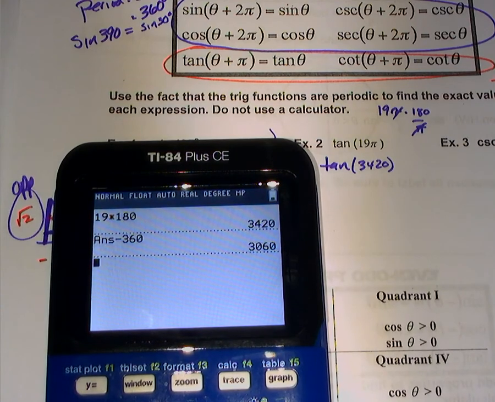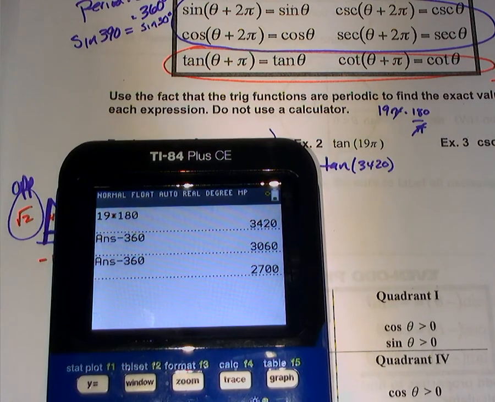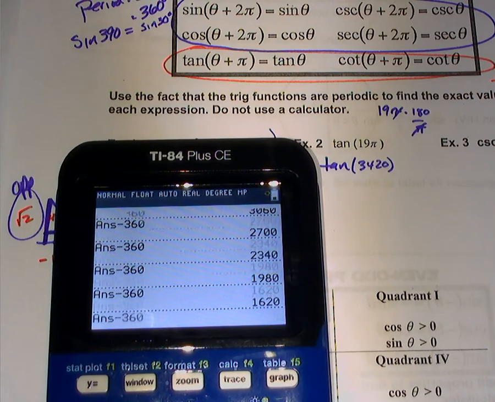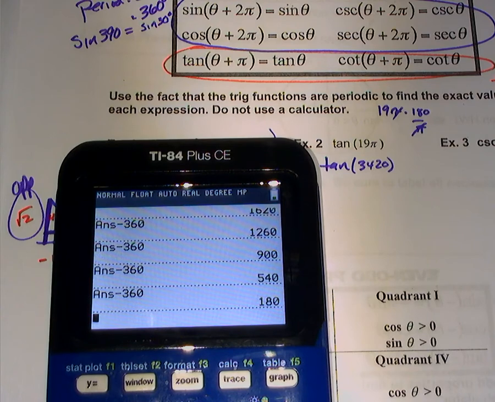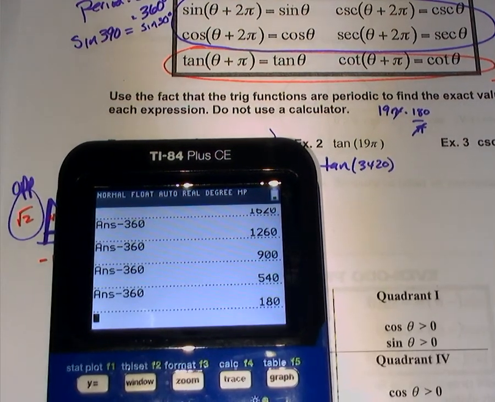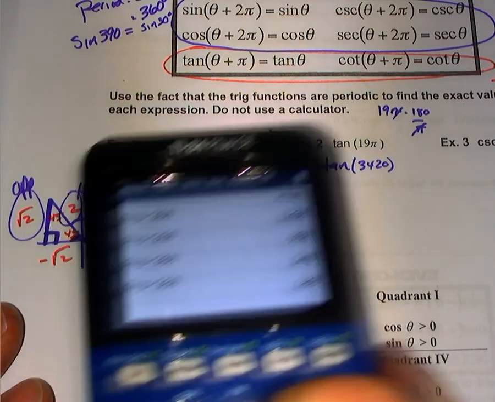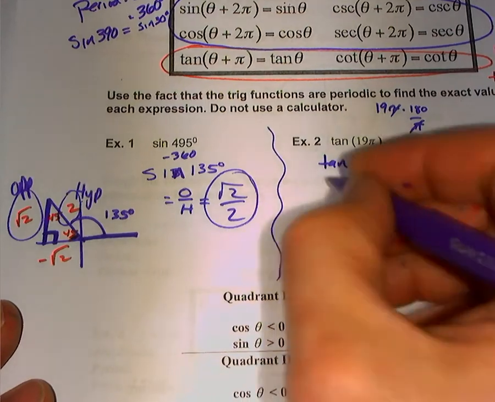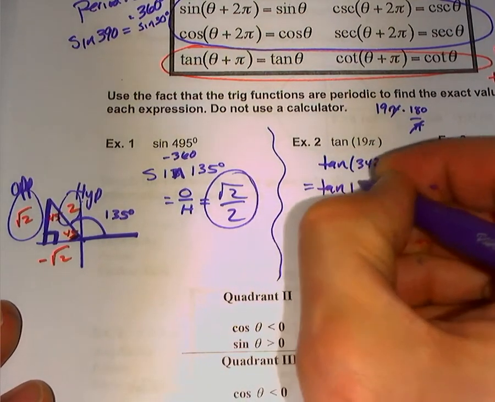So do it again. And do it again. And that's 540. Not quite there. 180. There you go. So I'm trying to get an angle between 0 and 360. And there we go. I subtracted, I don't know how many revolutions, a ton. Like 10 revolutions or something, right? That's the same as the tangent of 180.